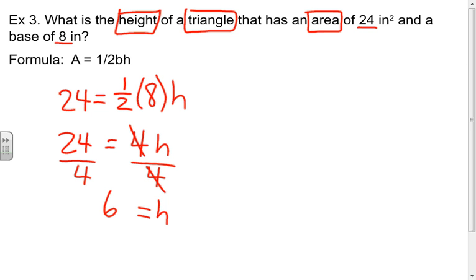What was my problem talking about? What kind of units? This is a word problem. It's talking about inches. Heights are in inches. Bases are in inches. Area is always something squared. Okay? The number isn't squared, but the unit is. So area is always something squared. So my answer here, the height of that triangle would be 6 inches.